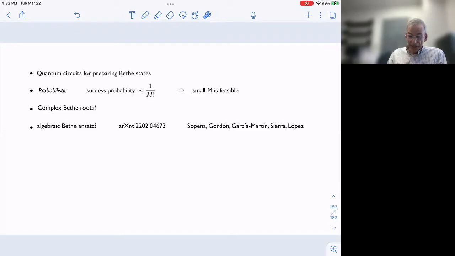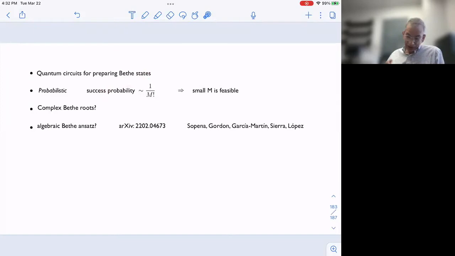I haven't had too much time, I've been busy here, to study it carefully. But what I see is that, unlike the algorithms I've described today that are probabilistic, the algorithm here based on the algebraic Bethe ansatz is deterministic. So the success probability is 1. Okay, so it doesn't have this problem.